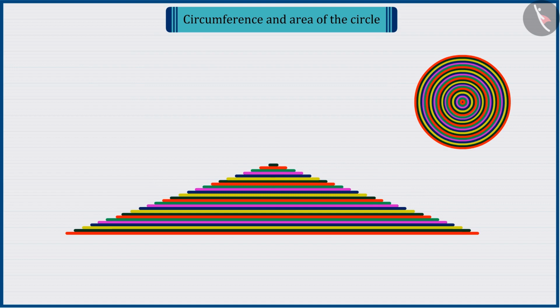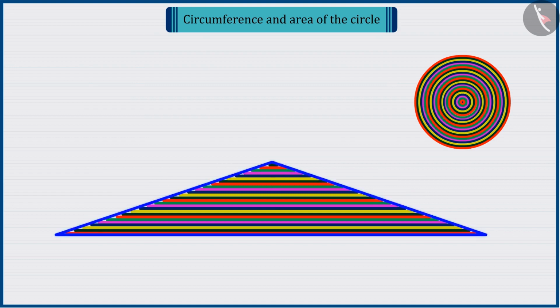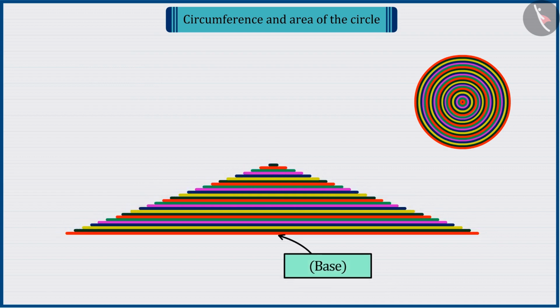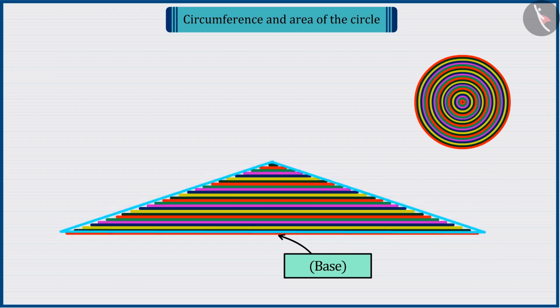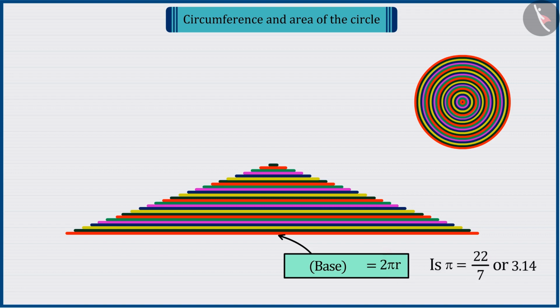Here, you can see that the outer circle is the base of this shape, and other inner circles are also located here respectively. Can you tell what will be the length of the base of this shape? Absolutely correct. Its length will be 2 pi r because it is a line made of the outer circle, which is what we call the perimeter of the circle.